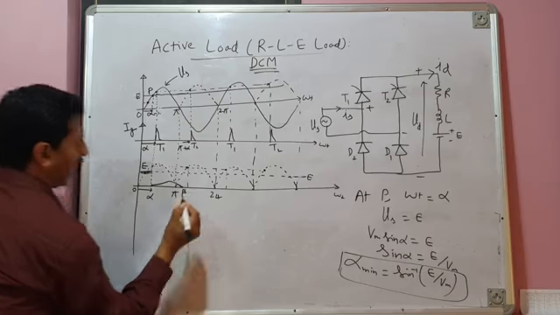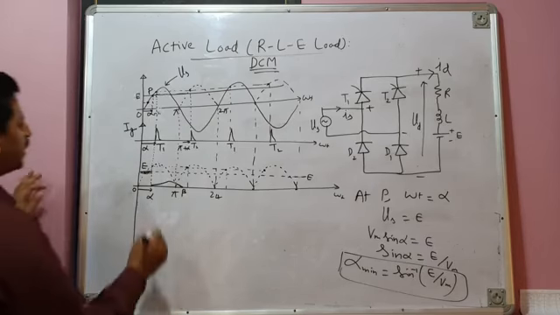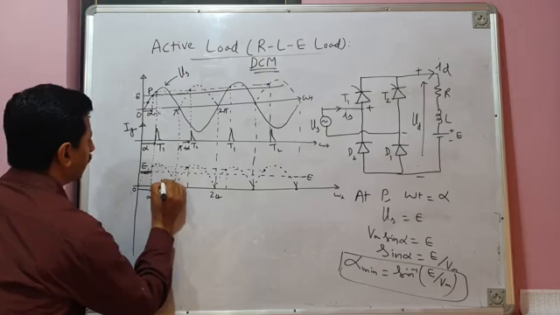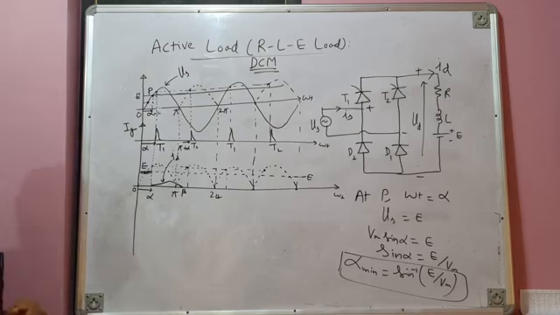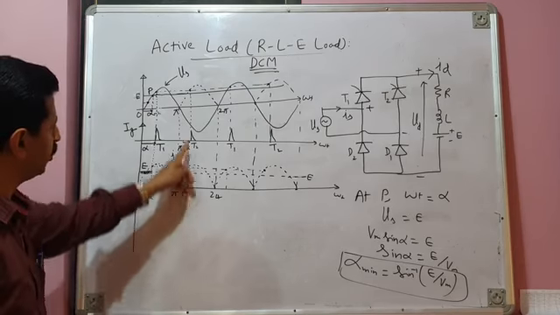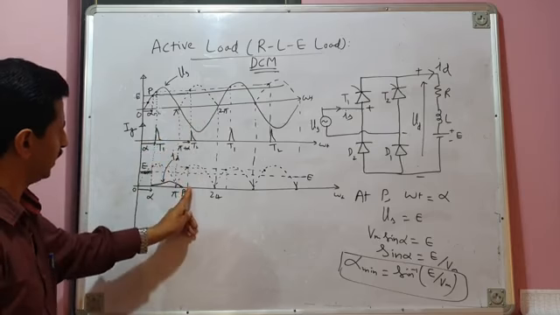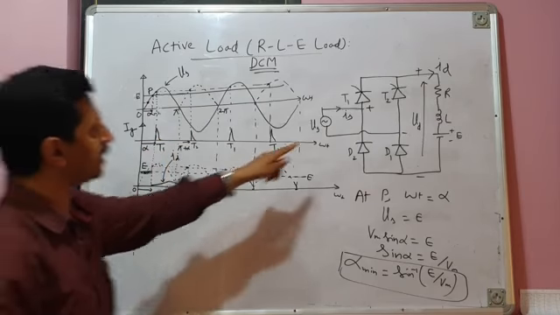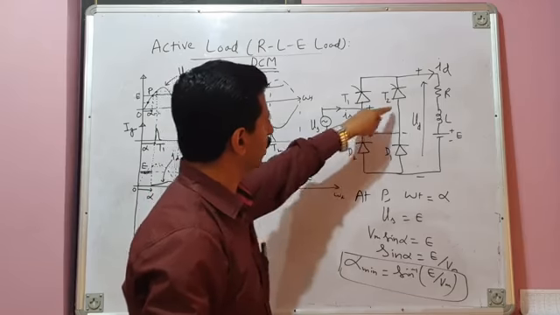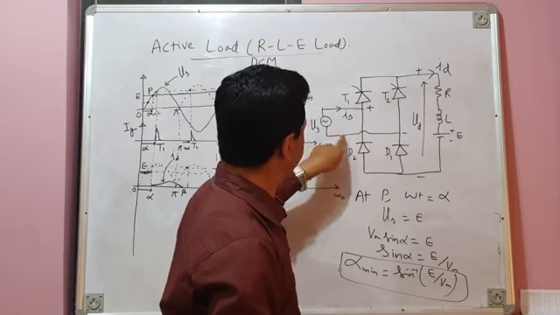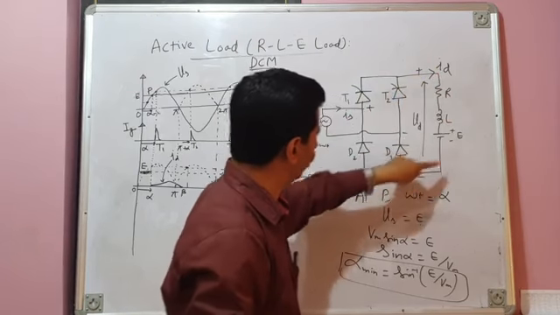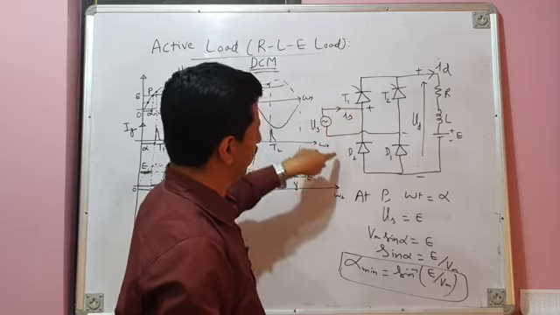Let's call this angle beta. So this is your load current ID for positive half cycle. Then thyristor T2 is fired in the negative half cycle somewhere here. As soon as thyristor T2 is fired, T2 D2 conduct and current in the load flows in the same direction. Current comes from here, it flows through T2, then load, and it returns through D2.